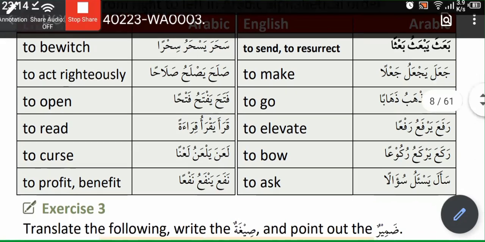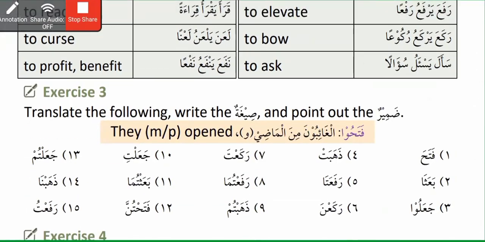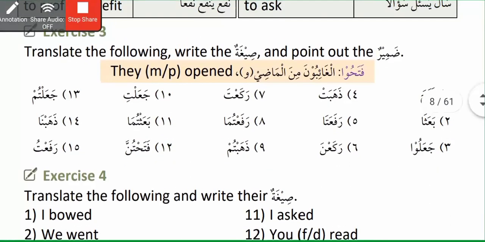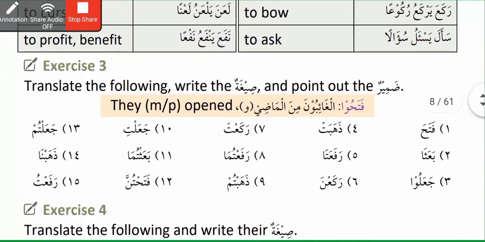So this is the basic pattern that he has given us. Exercise 3. Translate the following, write the sigas and point out the damir. Now this is an exercise that I want you to do, everybody.